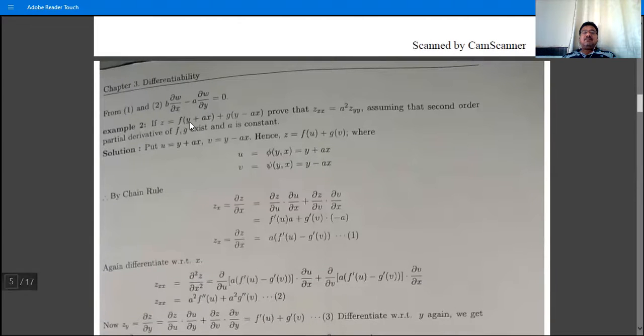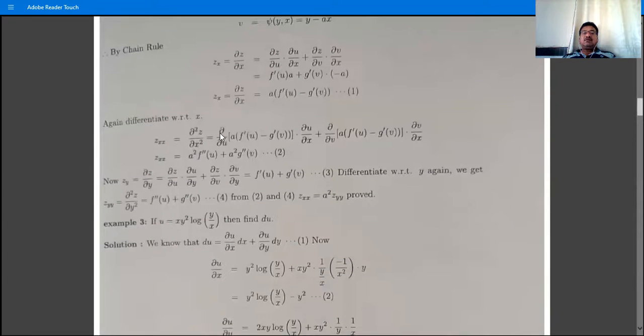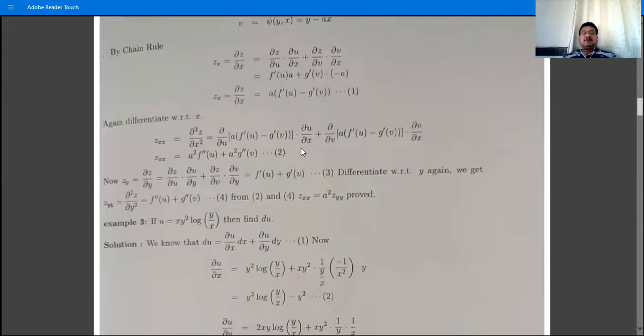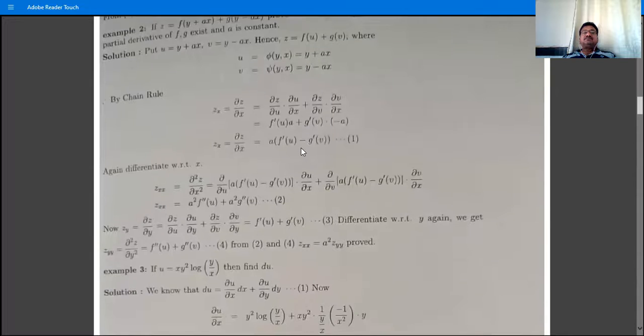Here z is f of y plus ax, and g is y minus ax. Then substitute y plus ax as u, y minus ax as v, and then z is f of u plus g of v, that is z becomes a function of u and v. Z is a function of u and v, and u and v are functions of x and y. Then by chain rule we have ∂z/∂x and ∂z/∂y. The second order derivatives are also given. Such a type of problem is already covered before in the previous lecture.